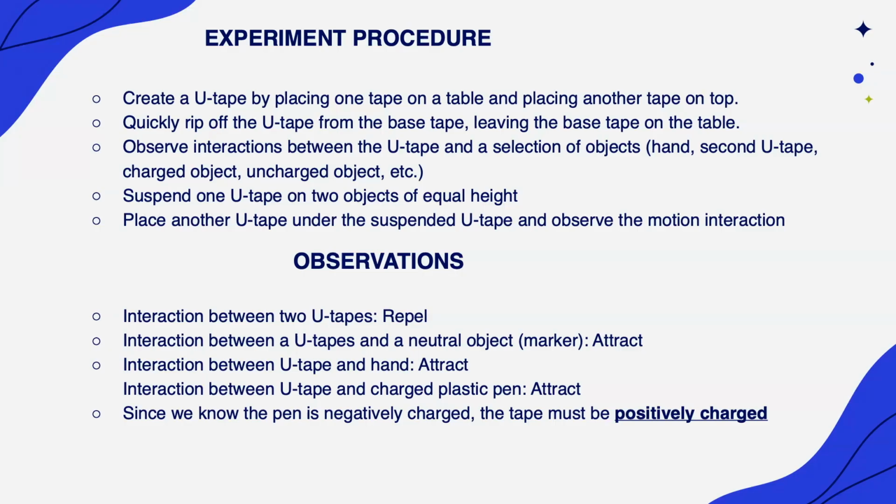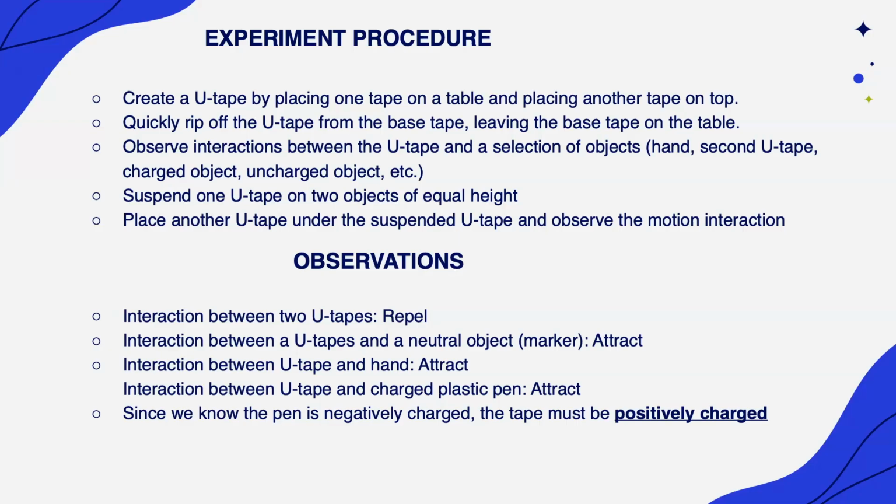So now let's discuss the observations we made during the experiment. We observed the interaction between two U-tapes and they consistently repelled. And this is a fundamental principle in electrostatics where like charges repel. Next, we examined the interaction between a U-tape and a neutral object. We observed an interaction between the charged tape and the marker, and this phenomenon occurs due to polarization.